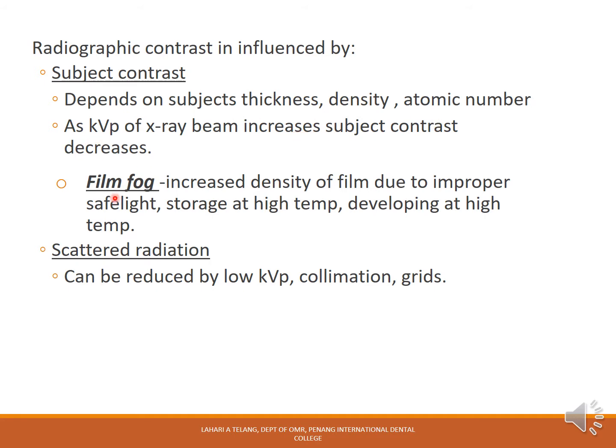It is also influenced by film fog, which is caused by increased density of the film due to improper safelight or storage at high temperatures or developing at high temperatures. So again, this is very unique to film-based radiology. Scattered radiation, on the other hand, can be reduced by lowering the voltage, using collimation and grids, which are already inbuilt in your intraoral X-ray machine.